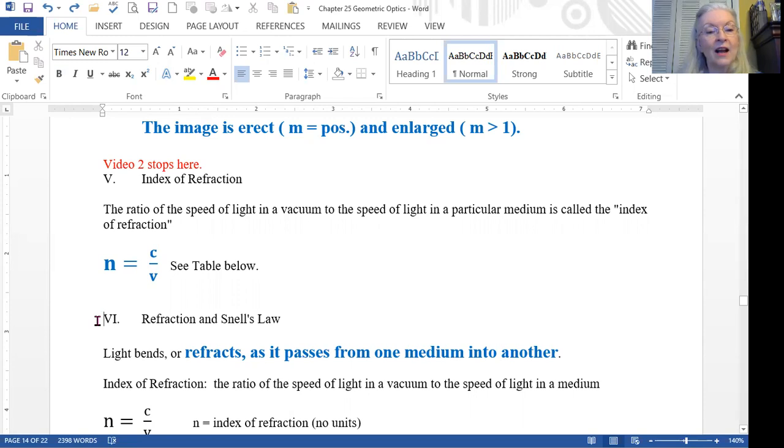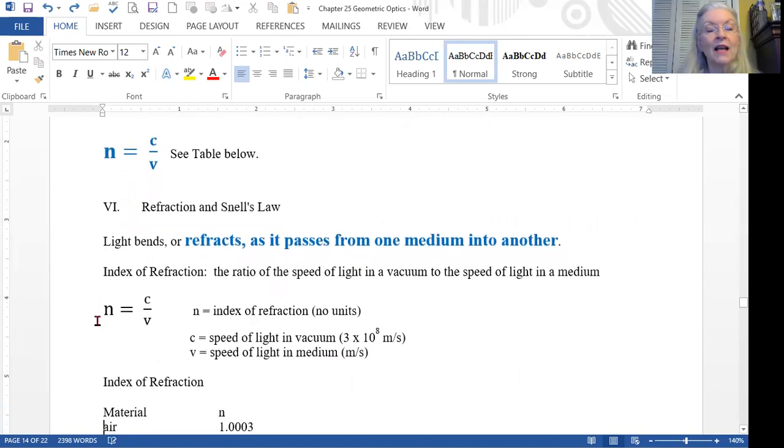So we are down now to looking at this refraction or bending of light and Snell's law. So light bends or refracts as it passes from one medium into another. The index of refraction, like I said, is the ratio of the speed of light in a vacuum to the speed in the medium. So n is equal to c divided by v. Because both c and v are measured in units for velocity, n has no units. It is just a number.